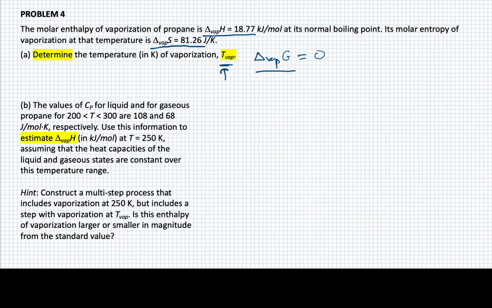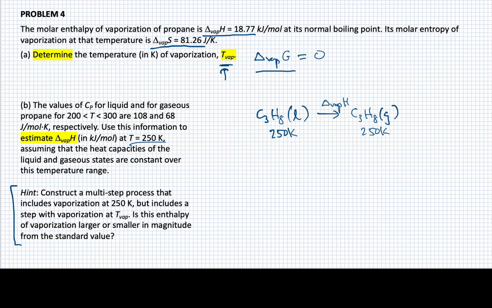All right, and the second part, though, is a little bit more challenging. And so I've added a hint here to help guide you in this. But let me just describe what the hint is getting at. What we have is propane in the liquid phase, and it is at a temperature of 250 K. And we want it to go to propane in the gas phase at 250 K. All right, and we want to know what is this delta H of vaporization.